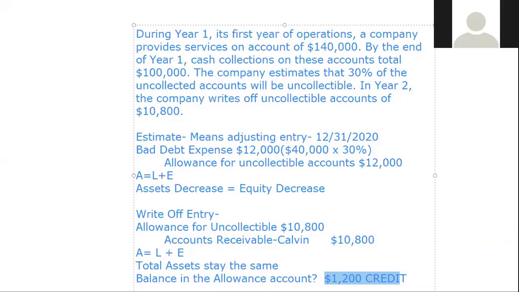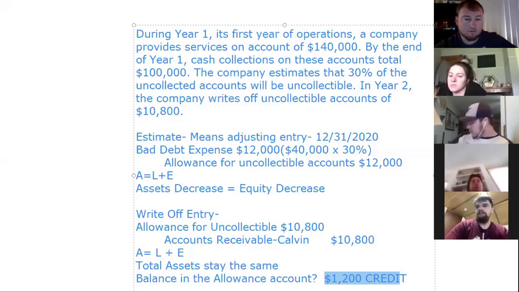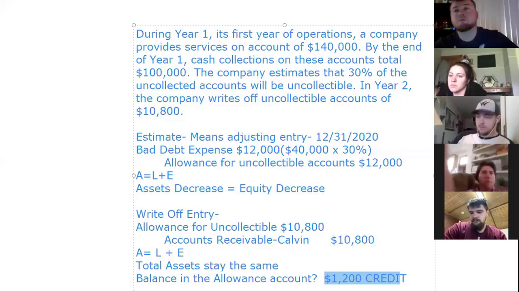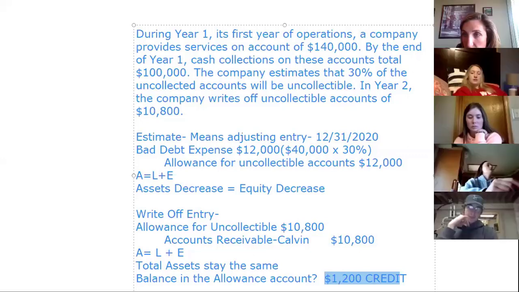This credit balance said we put too much in, right? And so the next entry gets to be smaller. If there's a debit balance in that allowance account, it means we didn't put enough in.